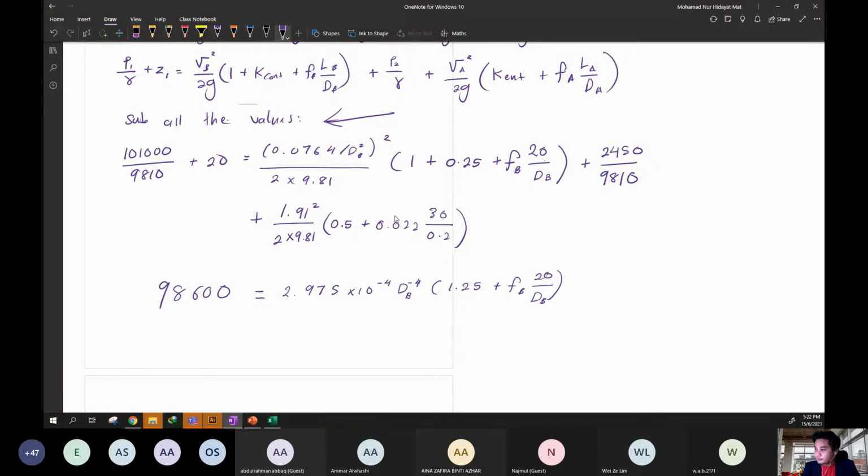30 over 0.2 multiplied by 0.022 plus 0.5, multiplied by 1.91 squared over 2 over 9.81. Okay, this one.